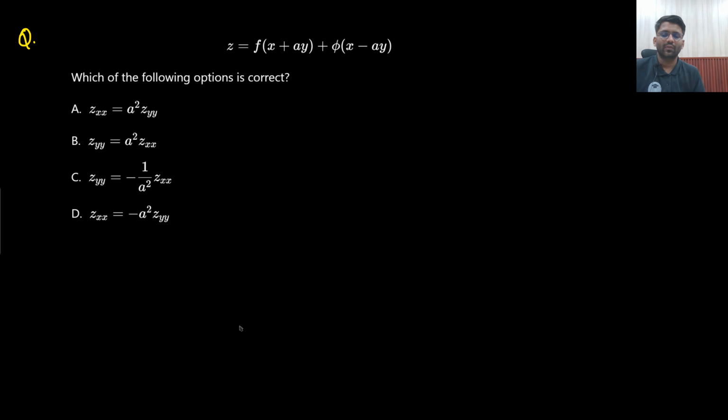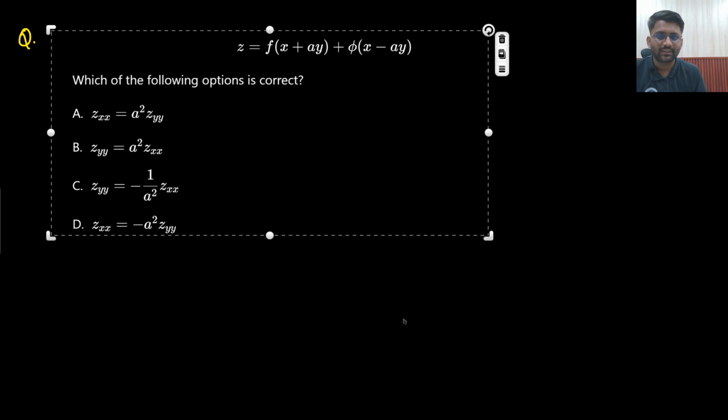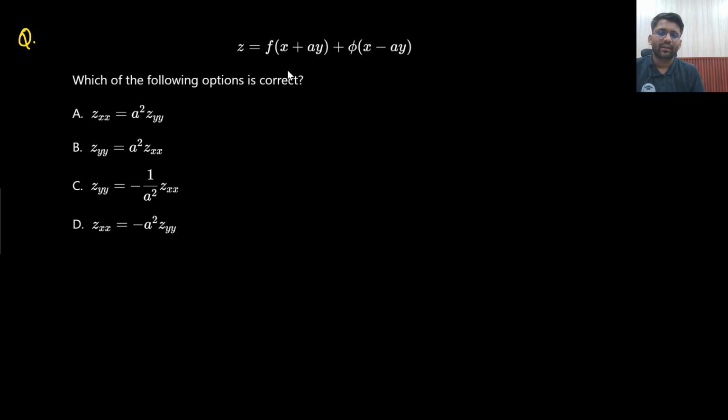This is a GATE PYQ. Try solving it on your own. Z is given as a function of x plus ay plus phi of x minus ay. Which of the following statements are true?